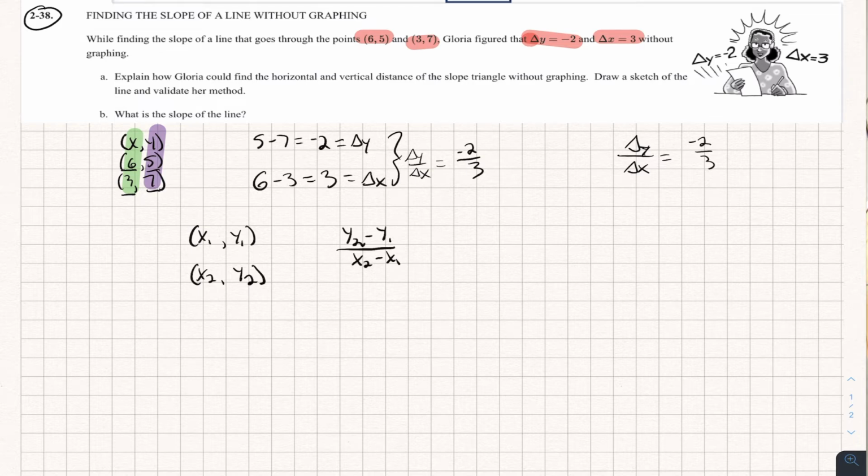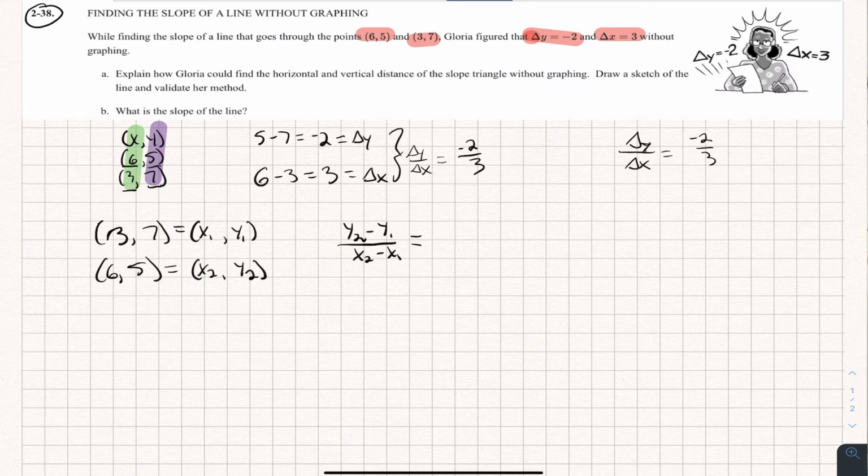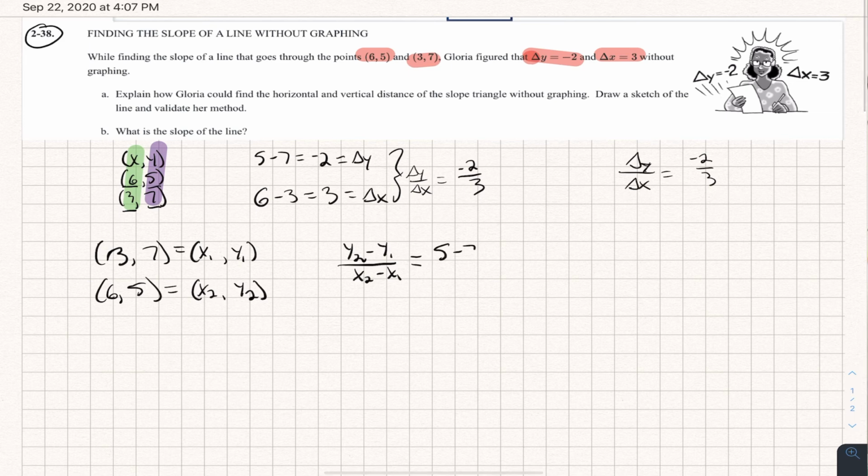So let's say if we're going across the x-axis, the point (3, 7) comes first before we hit the point (6, 5). So I'm going to make (3, 7) my (x1, y1), and I'm going to make (6, 5) my (x2, y2). Now I know that I'm going to have 5 minus 7 on the top, and I know that I'm going to have 6 minus 3 on the bottom. And that still gives me -2/3.